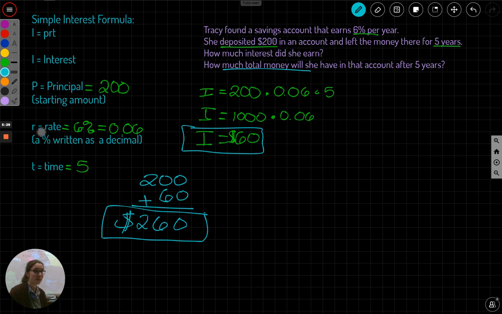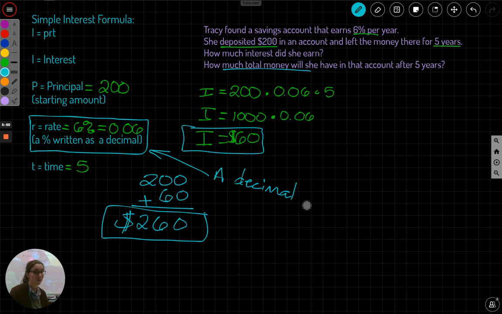And that's simple interest. The hardest part in this, I think, is determining which number goes with which part and remembering to write your percentage as a decimal. Your rate should not be a whole number. Let me repeat that. Your rate should be a decimal or a fraction. Not a whole number, and certainly not a number bigger than 1.